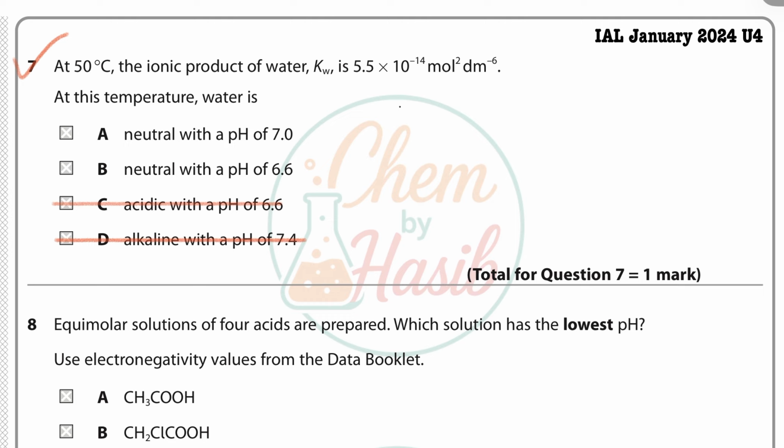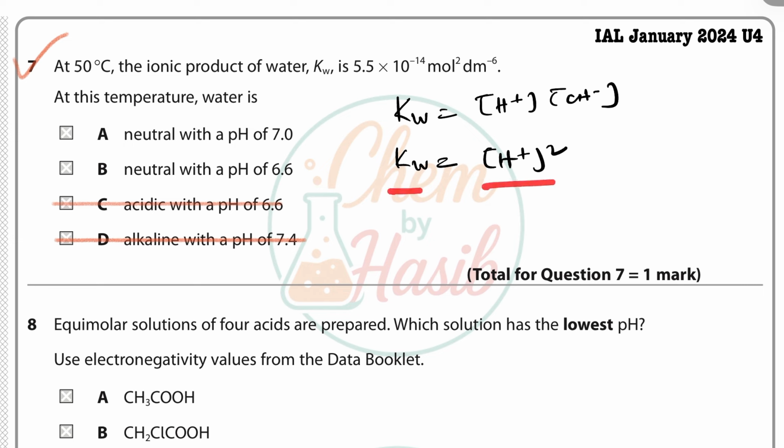If you want to calculate the answer, you can calculate in this way: Kw equals H plus multiplied by OH minus concentration, right? Now, in pure water, the H plus and OH minus concentrations are always equal. So you can write this as Kw equals H plus concentration square. So now Kw is 5.5 into 10 to the power minus 14 equals H plus concentration square.